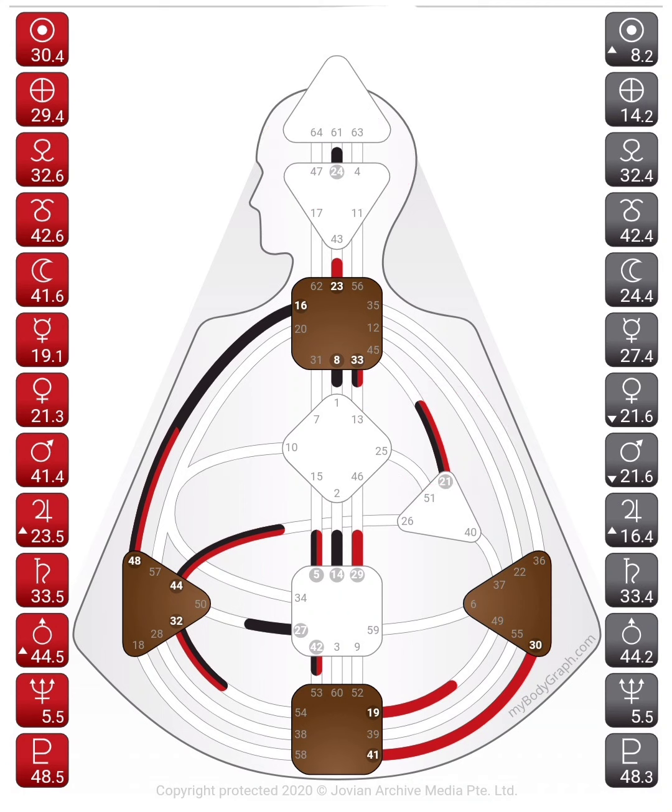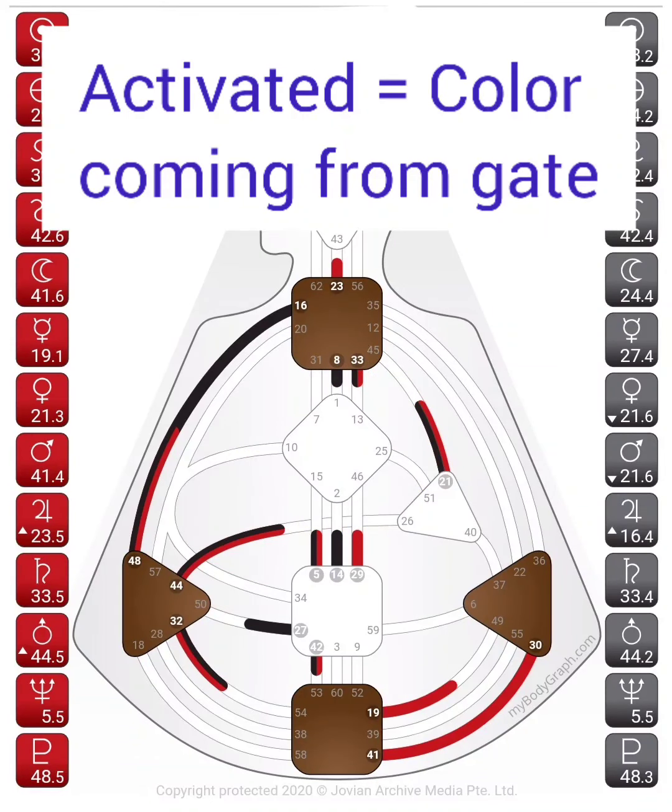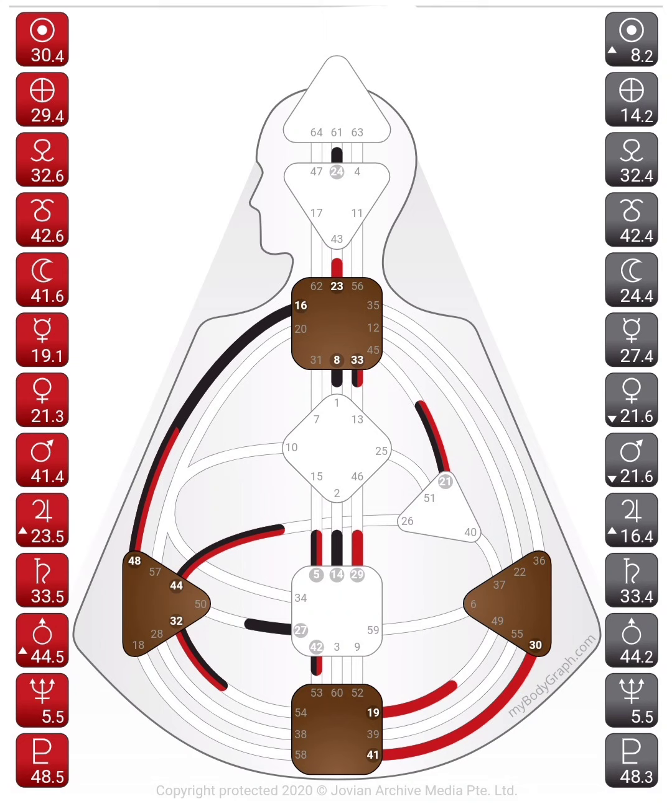But notice in these white centers how some of them have activated gates, but some of them do not have any gates activated. On my chart here, you can see that my head center and my G center are what's called completely open. They do not have any activated gates within them. So they are both undefined and open.